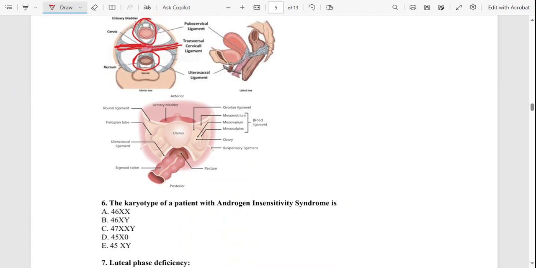Number 6 is saying the karyotype of a patient with androgen insensitivity syndrome is 46XX, 46XY, 47XXY, 45X0, 45XY. Anyone who can help with this one? Anyone?